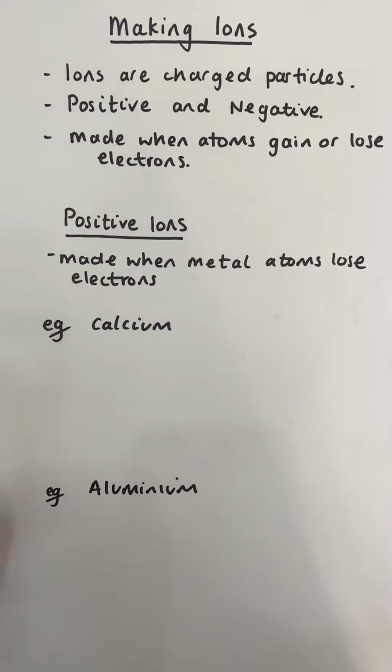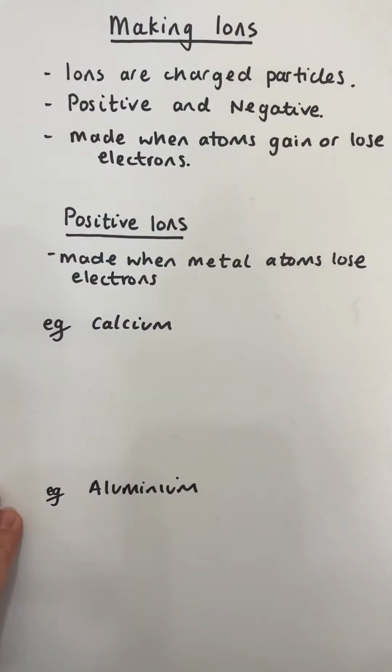This video shows you how we make ions. So ions are charged particles. There are two types of ions: positive ions and negative ions. And we make these ions by atoms either gaining or losing electrons.